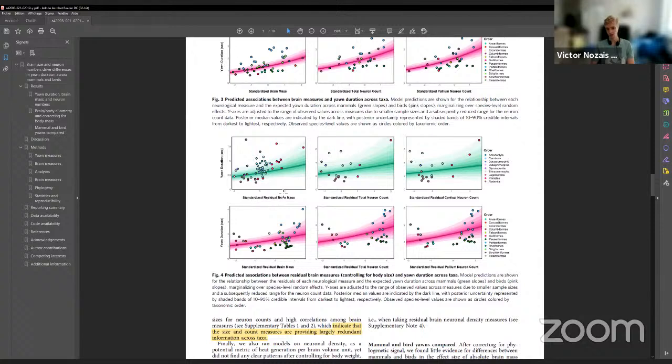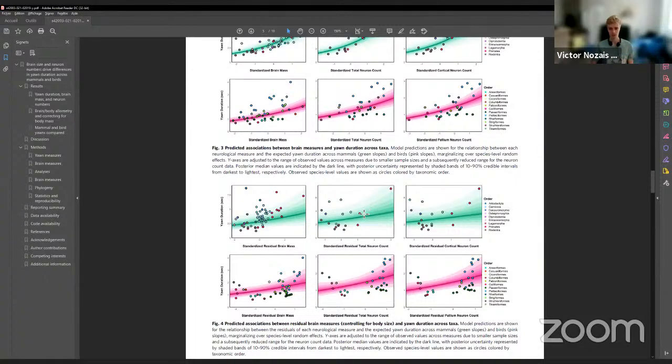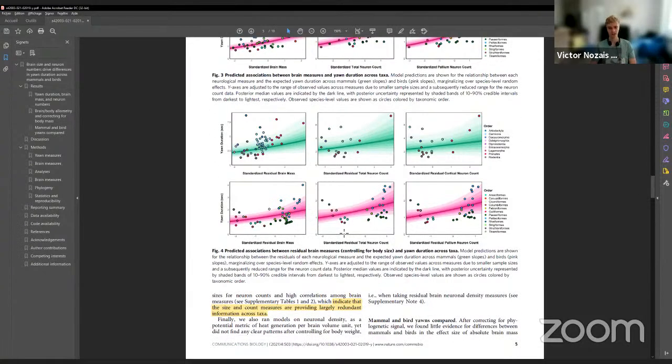But to note here, what they are measuring is not really the brain mass or the neural count. It's more the difference between the expected brain mass, for example, at a specific size, and the brain mass of this specific animal. So it's a bit different than what we had above, but still we have a positive relationship, which is supporting the hypothesis.